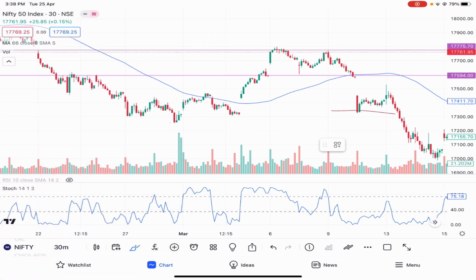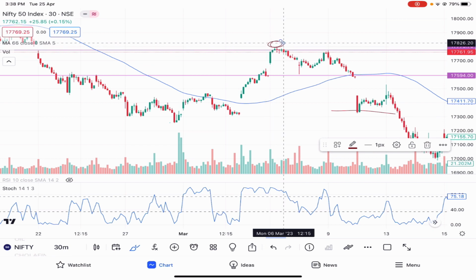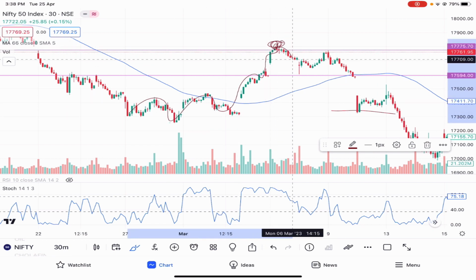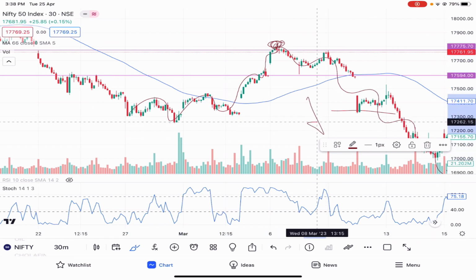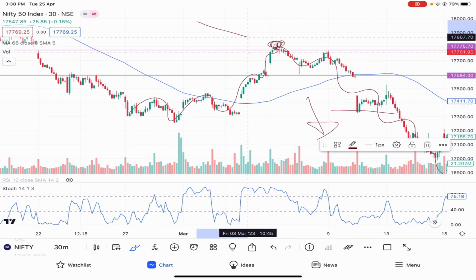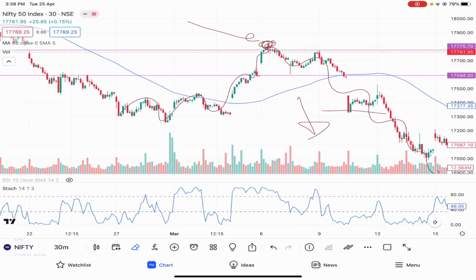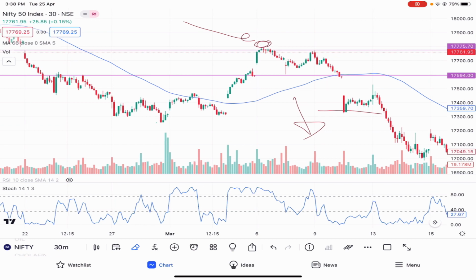Now look at this point over here. My price was going up, resisted over here and then it came crashing down. So this point is my resistance point. So that is how you are going to identify your support points and your resistance points.